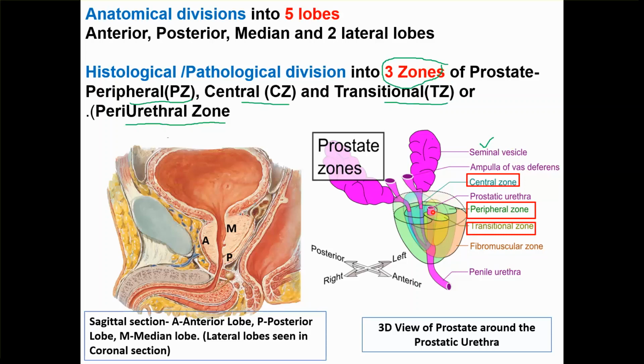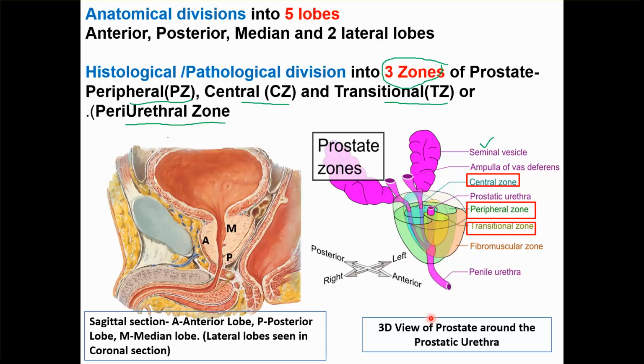Now around the prostatic urethra and towards the anterior aspect is called the transitional zone or the periurethral zone. According to the name, periurethral, it is around the urethra. So pathologically we have 3 zones. The large one is the peripheral zone. According to the name, it is in the periphery, the posterior most. Then in the center is the central zone, between the ejaculatory duct and the prostatic urethra. Surrounding the prostatic urethra, coming anteriorly, is the transitional zone.